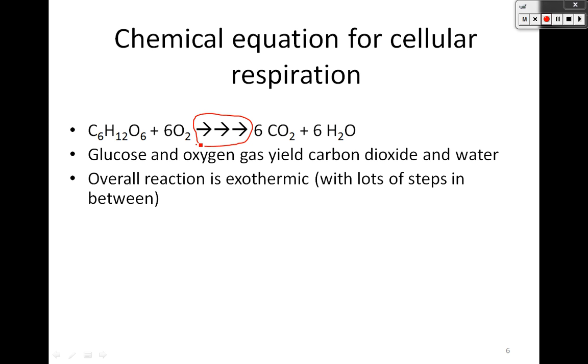And then the overall reaction with lots of steps in between is exothermic. So overall, in the end, you've gotten a lot of energy where you once had chemical potential. In all of these steps, there are some steps that are endothermic and some steps that are exothermic, but overall you get exothermic.